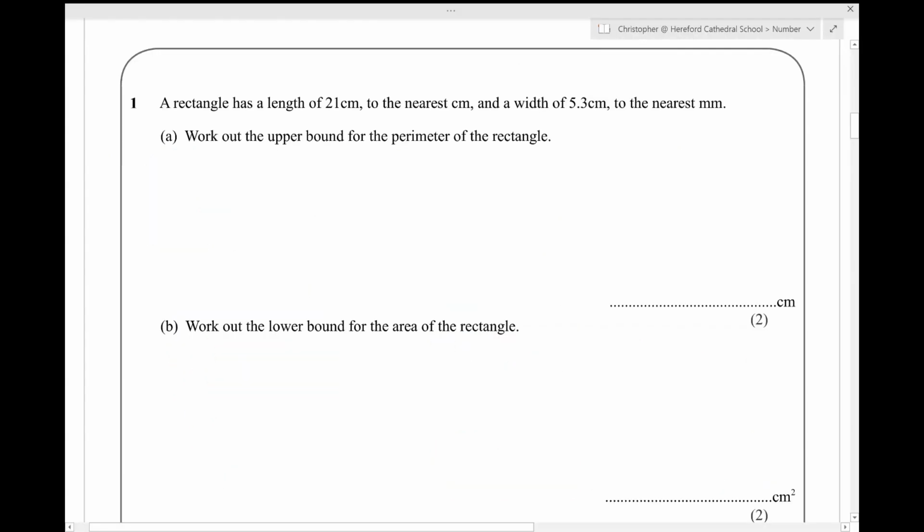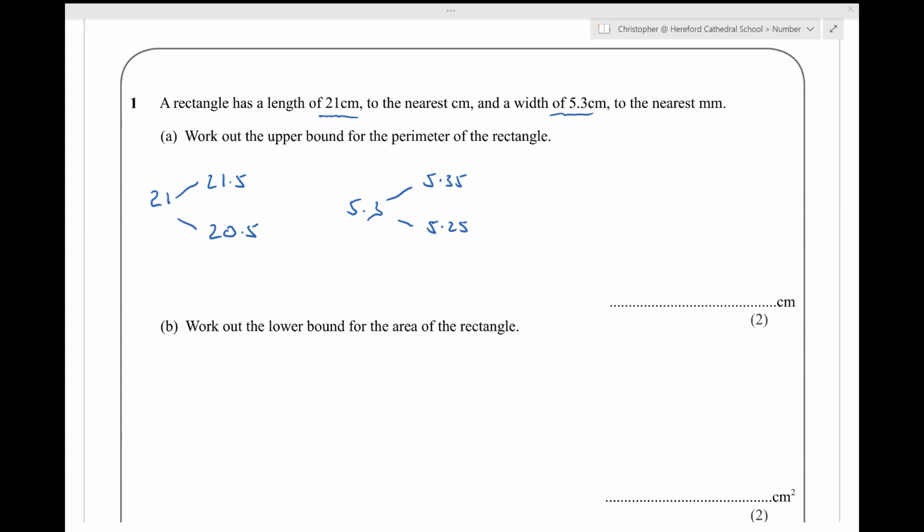Question 1. A rectangle has a length of 21 centimetres to the nearest centimetre. So that means that the length's upper bound is 21.5 and its lower bound is 20.5, and a width of 5.3 centimetres to the nearest centimetre. So we've got an upper bound of 5.35 and a lower bound of 5.25. Work out the upper bound for the perimeter of the rectangle.